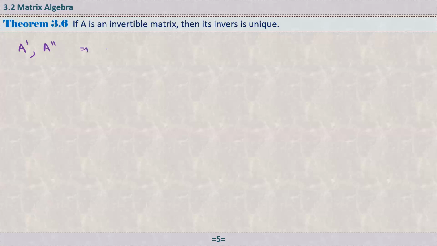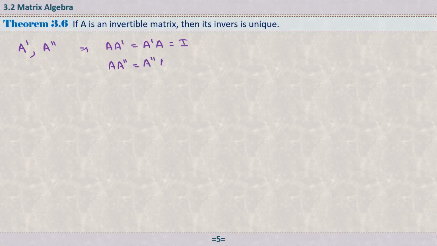So that means that A times A prime is equal to A prime times A, that's equal to I, because we are assuming that A prime is the inverse of A. And we are assuming that this A double prime, another matrix, is also an inverse which satisfies this condition: A times A double prime is equal to A double prime times A, that's equal to I. Now I will show that actually this case is not possible. If it is possible, then A prime must be equal to this A double prime.